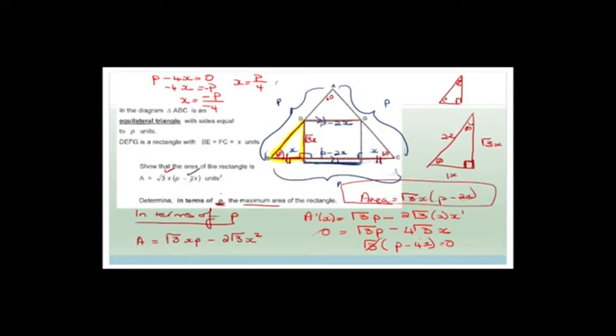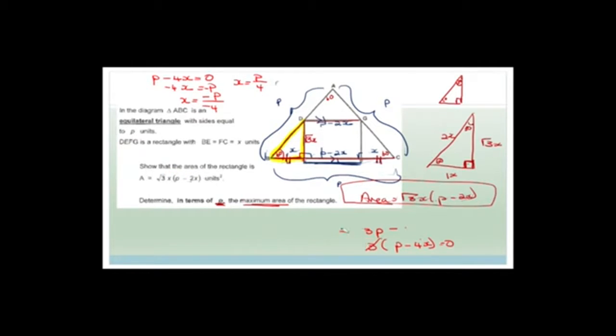So the maximum this can be, okay, listen to me carefully: the x value for the maximum area is p over 4, but they didn't ask that. They asked you for the maximum area in terms of p, which means we now have to take all this, and wherever we see an x here, we're going to put in p over 4. Because this is the equation for the area, and when x equals p over 4, we get a maximum value for area. Okay, so that's what we're doing.